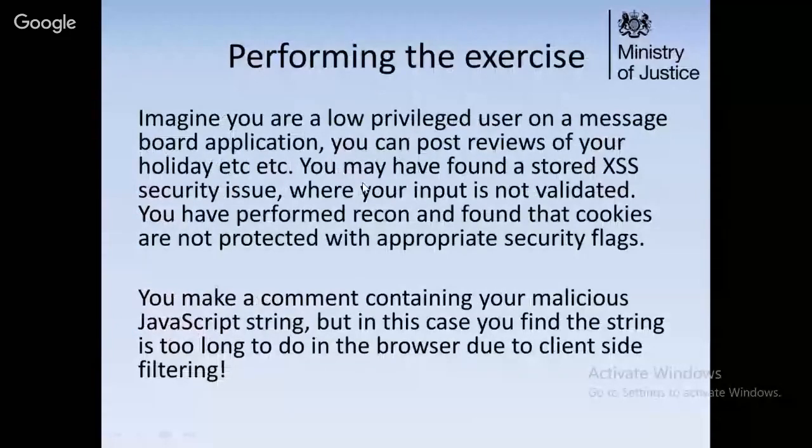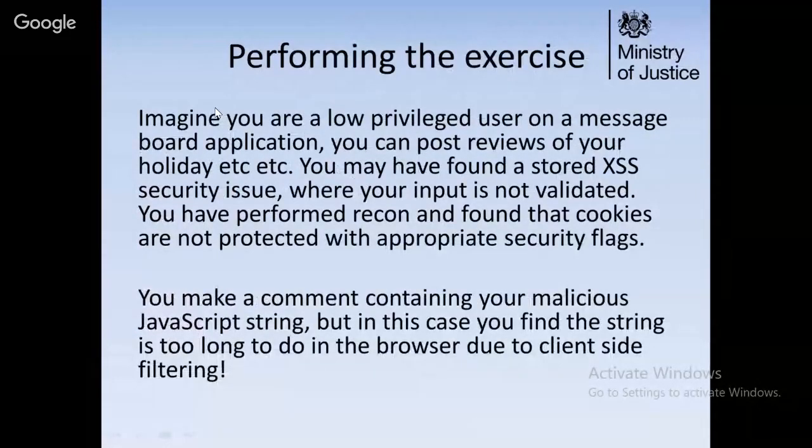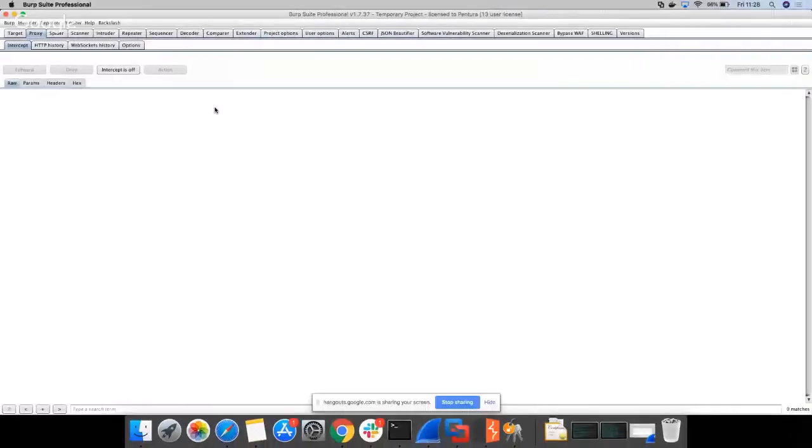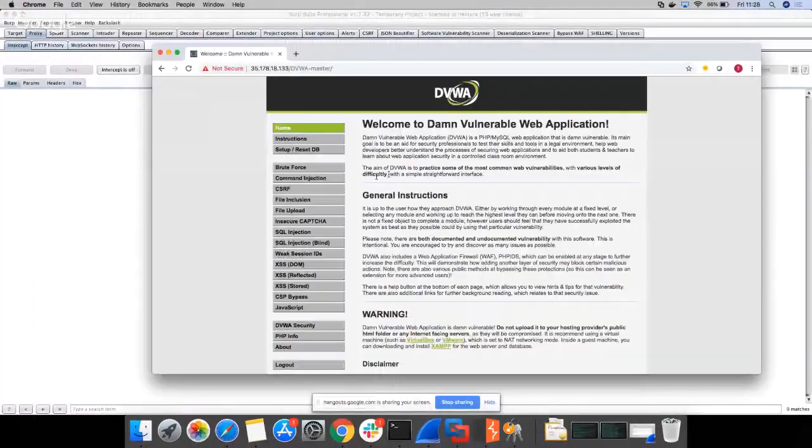So, performing the exercise, we're going to imagine we're a low privilege user on a message board application. You might have found a stored XSS issue where your input's not validated. You performed some recon and found the cookies aren't protected with appropriate security flags, and you can make a comment on the application that contains your malicious JavaScript string. But in this case, you find the string's a bit too long to do in the browser due to some client-side filtering.